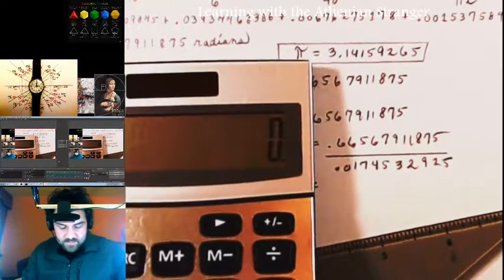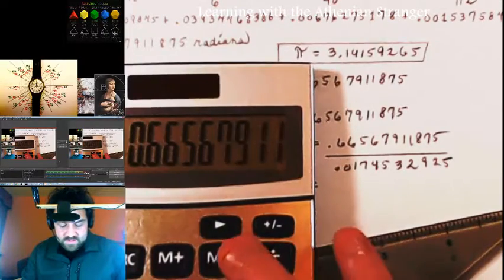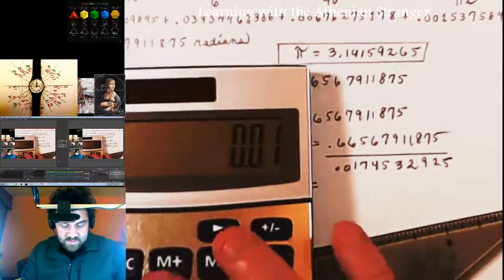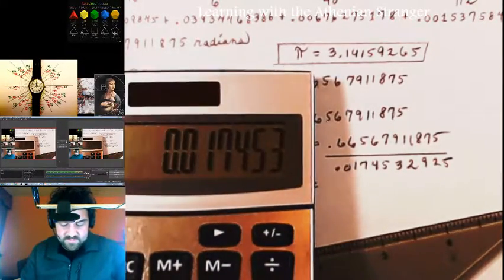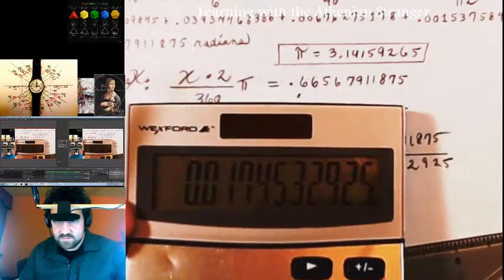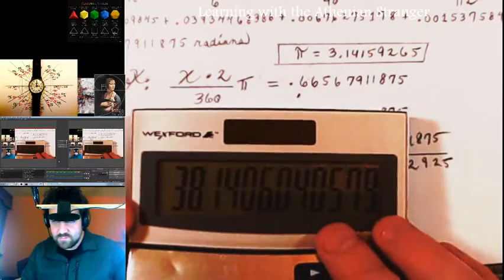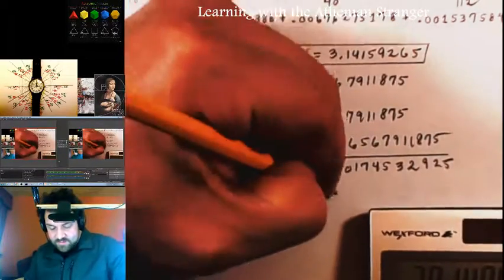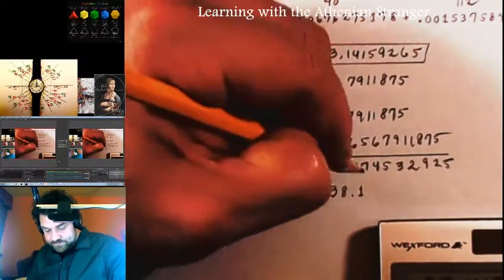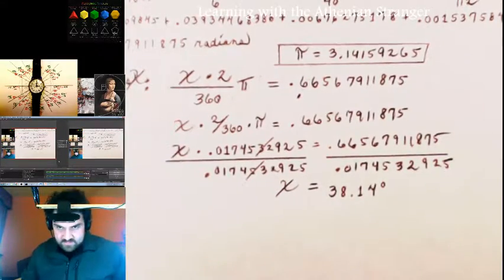Okay, so here we go. 0.66567911875. Moment of truth. Divided by 0.017453292 5. Ready? Are we ready? Are you buckled in? Here we go. Equals 38.1406040579. So that is the angle measurement, 38.14. Okay, and we're going to leave it just like that. That's going to be the degrees.